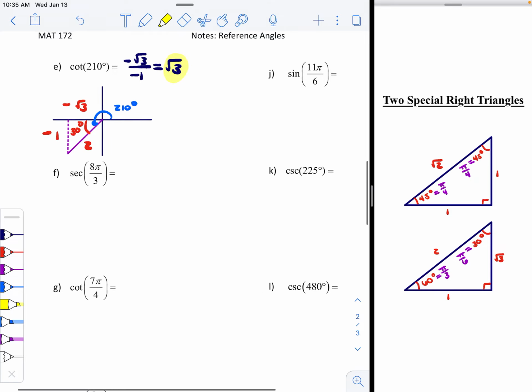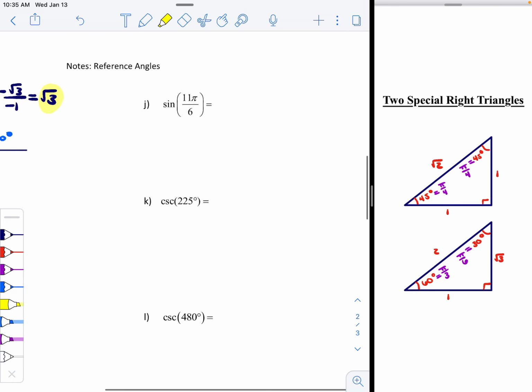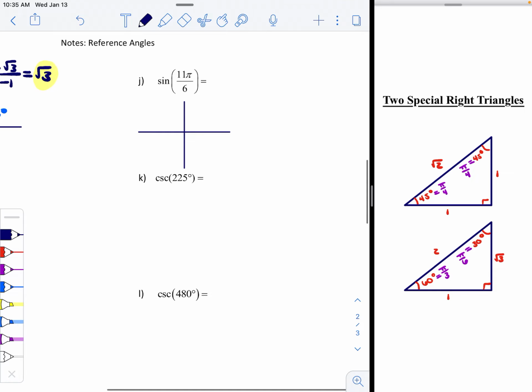Cotangent we know is the reciprocal of the tangent function. So thinking about our SOHCAHTOA, cotangent is adjacent over opposite. That's going to be negative root 3 over negative 1, which of course simplifies to square root of 3. So that's going to be our answer.